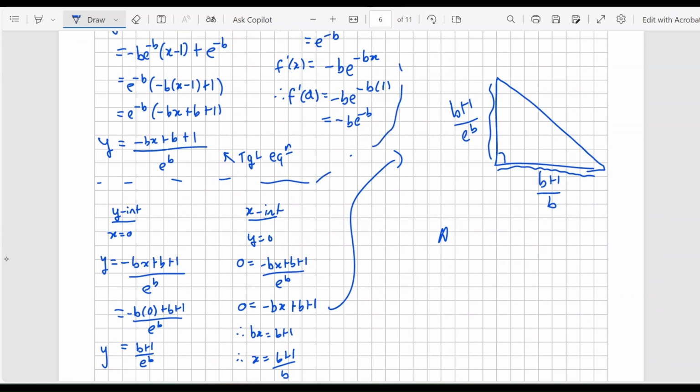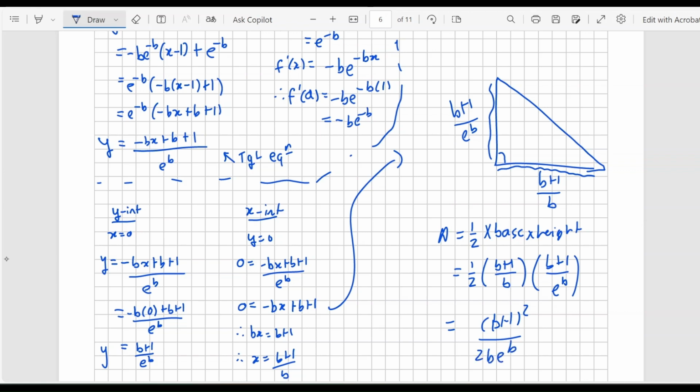So we might just separate that out. Area is half base height. It's a bit awkward since there's two b's floating around, but basically that's b plus 1 over b is the base. And b plus 1, I might actually write this out in full, times base times height, so it's less confusing. And b plus 1 over e to the b is the height. So times the tops, you're going to get b plus 1 squared, and times the bottoms, you're going to get 2b e^b. Wonderful, we proved it.